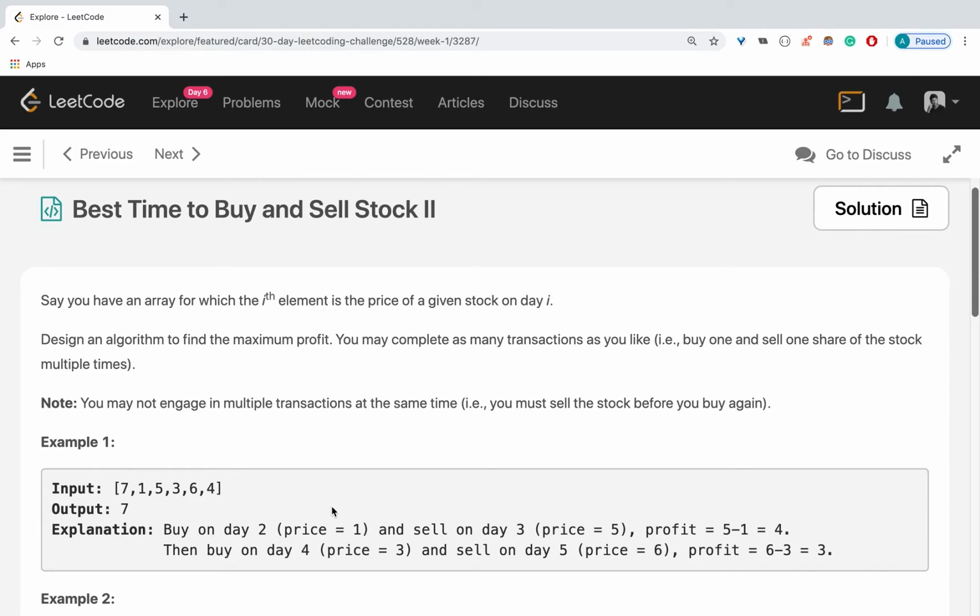So how can we solve this problem? Think about it, guys. It is a very easy problem. Okay, so think about it. Now let's see the solution, how we can solve this problem.